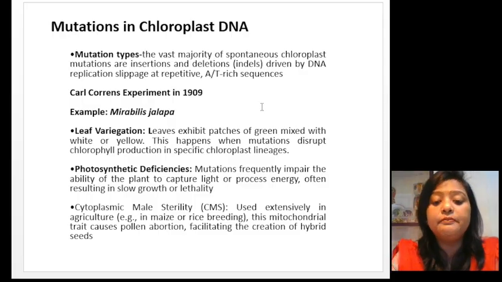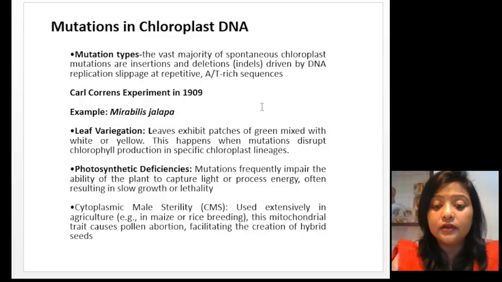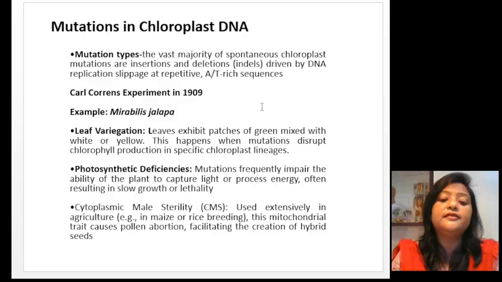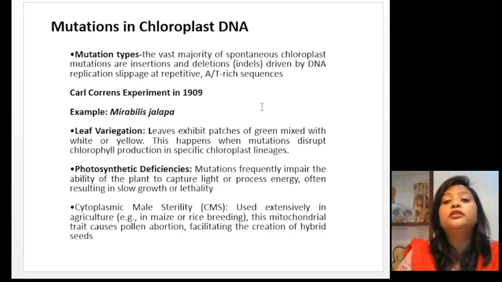Number three is cytoplasmic male sterility. So this is used in agriculture basically. What happens here, especially in maize or rice breeding? Here, this mitochondrial trait will cause pollen abortion, facilitating the creation of hybrid seeds. You have heard about production of hybrid seeds, right? So that is happening in agriculture. And here again, what is involved? The mutation in chloroplast DNA.